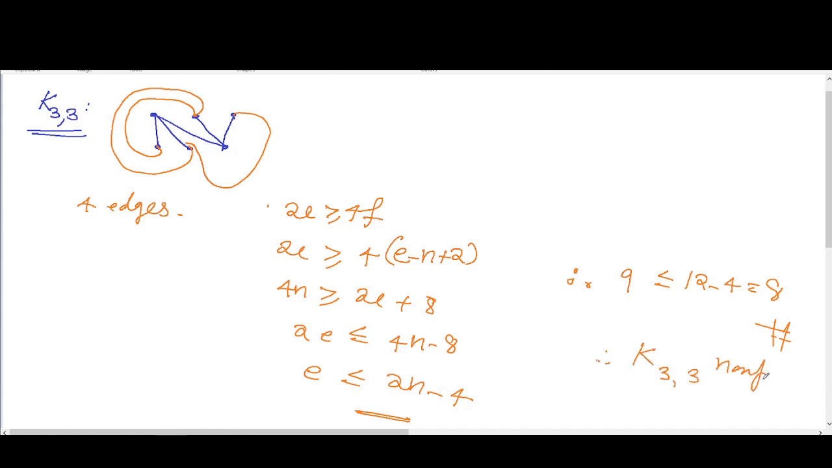These are very important problems for you to prove: K5 is non-planar, K33 is non-planar. Using this inequality, it is very easy. Okay, now let us stop.